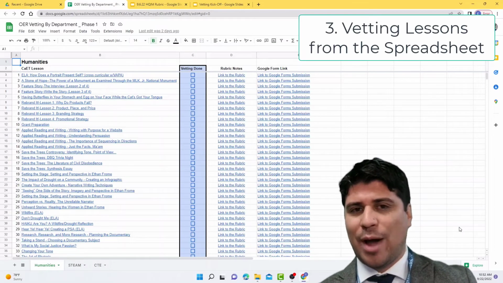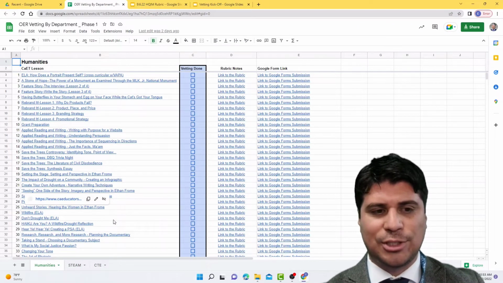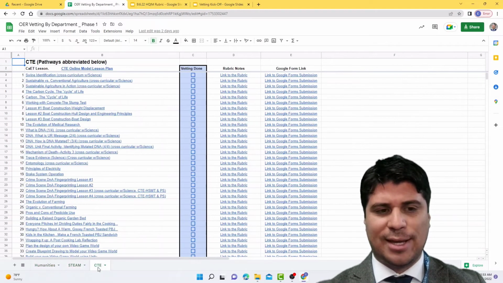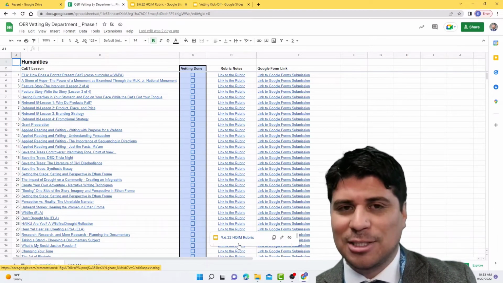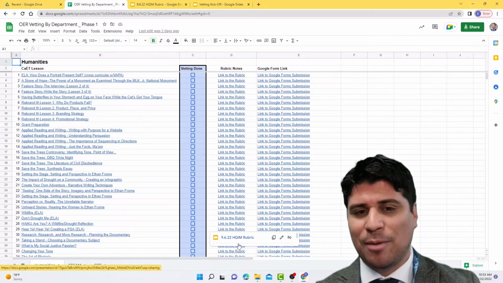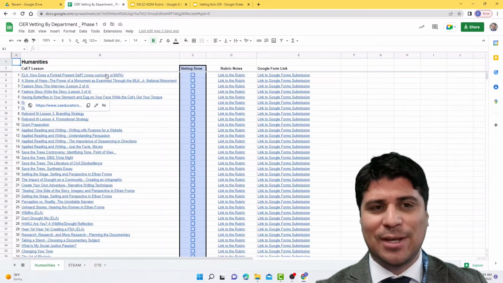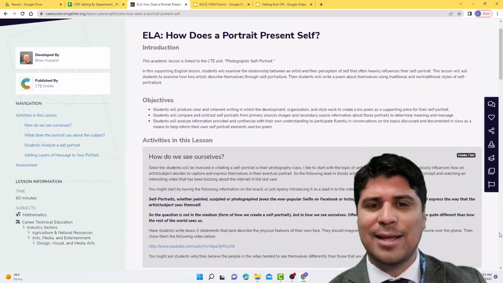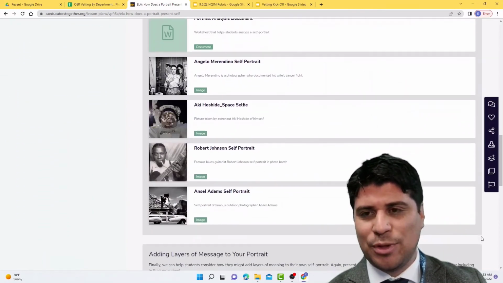So where are you actually going to get the lessons? Now, you're all going to get access to this spreadsheet, and you're going to notice on the bottom it has humanities, STEAM, and CTE. All the lessons that are going to be listed on the spreadsheet are going to be the lessons that need to be completed by your department over the next 3-week period. If you click on a specific lesson, it will take you directly to it, and then it's going to give you access to the lesson. So this is the exact lesson that you would then go on and vet.